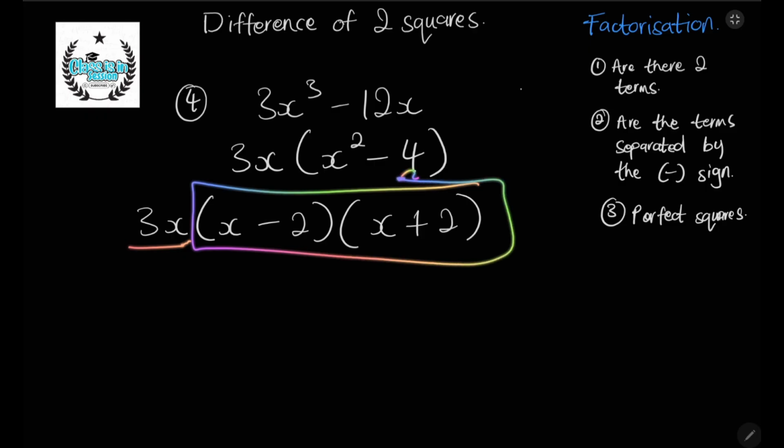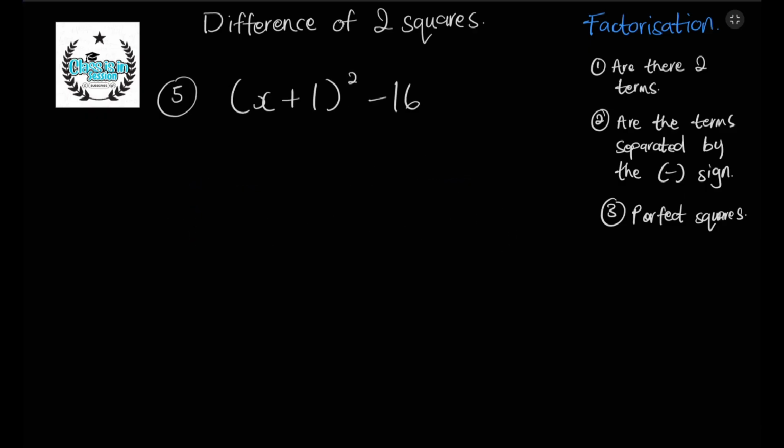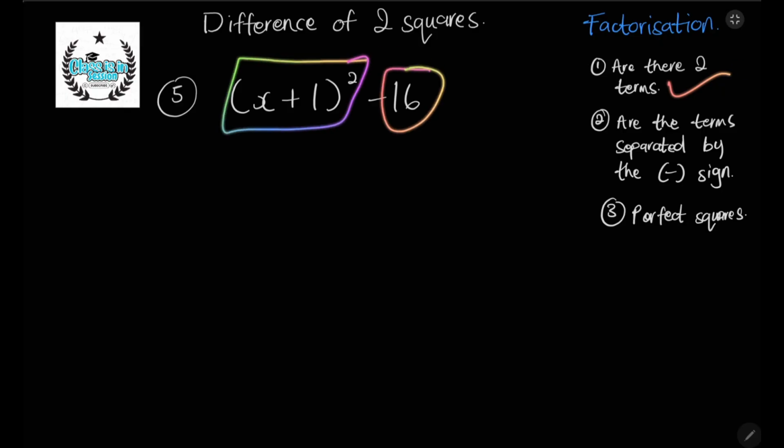Let's do the last example. Number 3, we have (x plus 1) squared minus 16. What are the conditions again? Are there two terms? We have term 1 and term 2. Are the terms separated by a minus sign? Yes, that's the minus sign. Lastly, are they perfect squares?